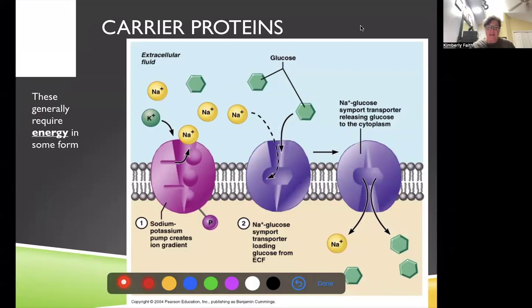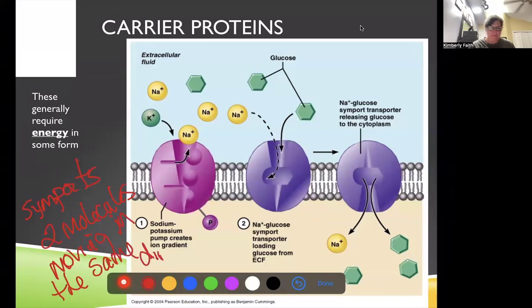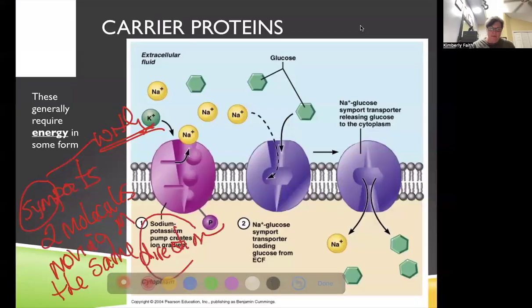Here is a carrier protein. This is the sodium potassium pump. Oops, sorry, my bad. It's a symport for glucose. So when we talk about symports, that means we have two molecules moving in the same direction. Remember, sym means with in Latin. Okay, so we have the potassium moving in here. Oh, that one's sodium potassium. See, I'm not losing it.